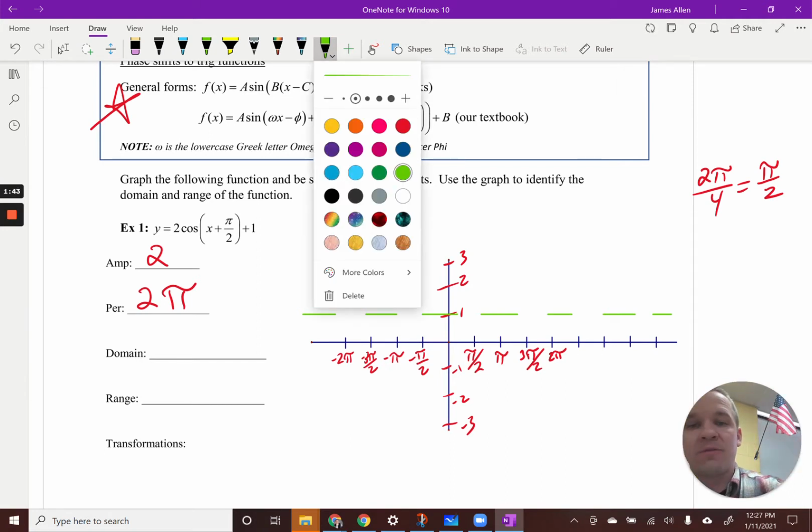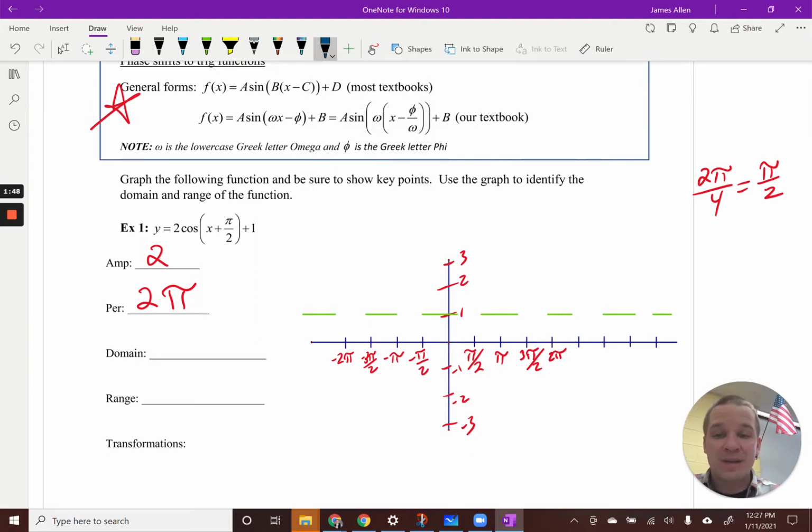Now, normally my cosine function would start 1 above the midline. I'll use blue for my graph. But since my amplitude is 2, I'm starting 2 above the midline, and with this plus pi over 2, I'm moving to the left pi over 2. So in my transformations area, I'll write down left pi divided by 2 and up 1. We did those 2 transformations. My point would then start right here: 2 above the midline because of the amplitude, shifted to the left pi over 2. We're good to go. Now from there, I can use my cosine pattern.